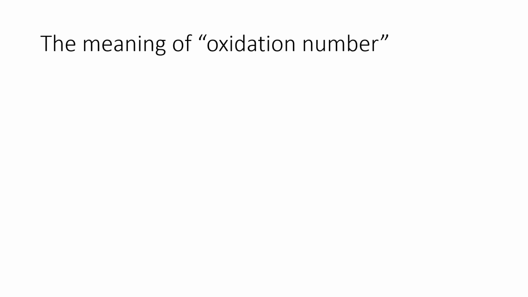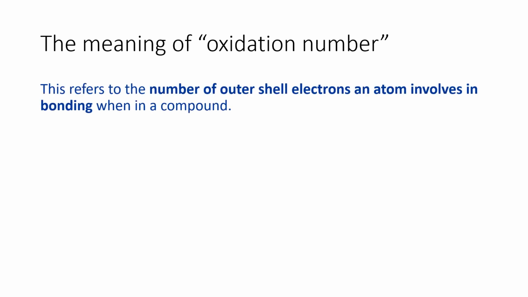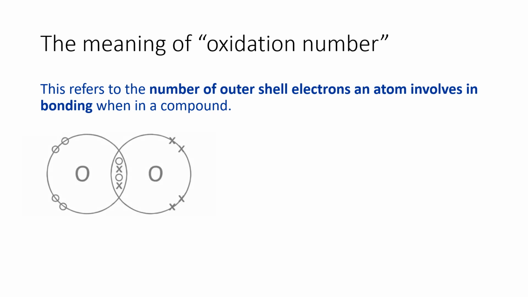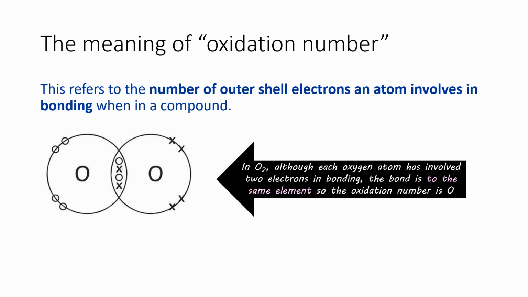So let's just take a quick moment to recap on what oxidation number means. It refers to the number of outer shell electrons an atom involves in bonding in a compound. So therefore, it must mean it's bonding to another element. So if we look at oxygen, you can see that clearly the oxygen atoms have involved 2 electrons each in bonding, but the bond is to the same element, so this doesn't count. So the oxidation number remains as 0.